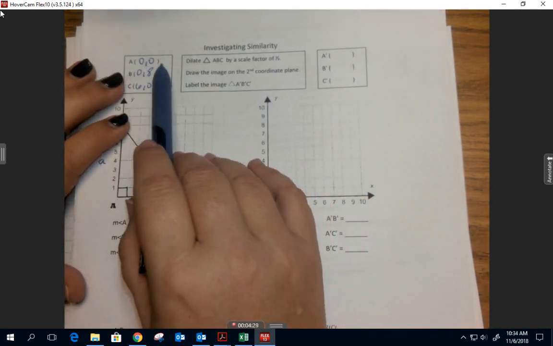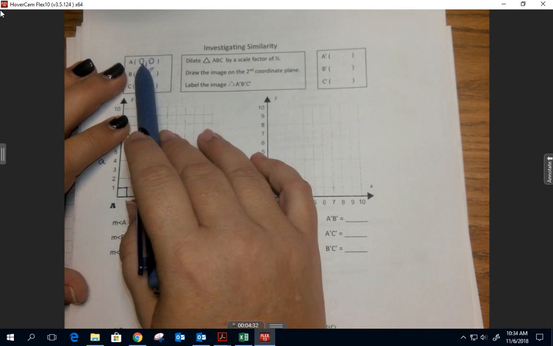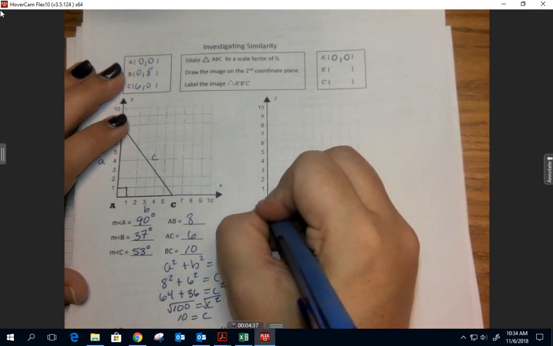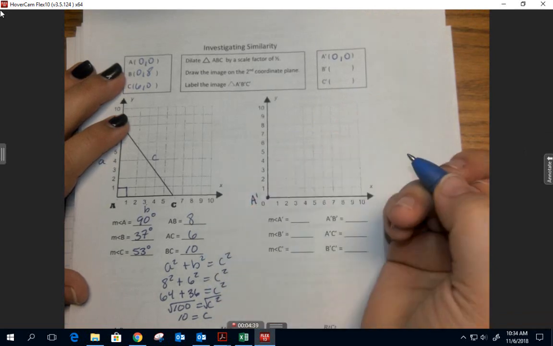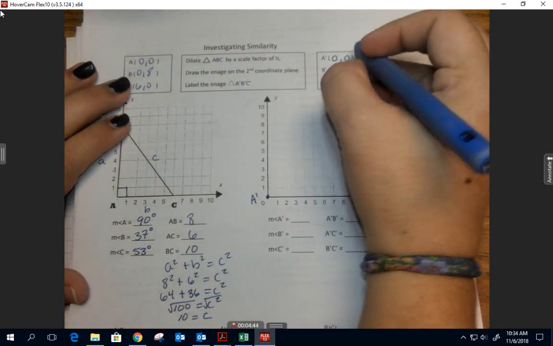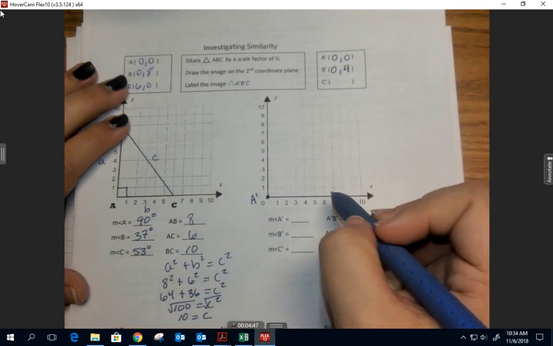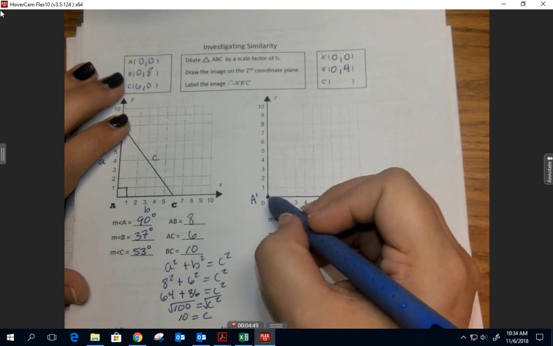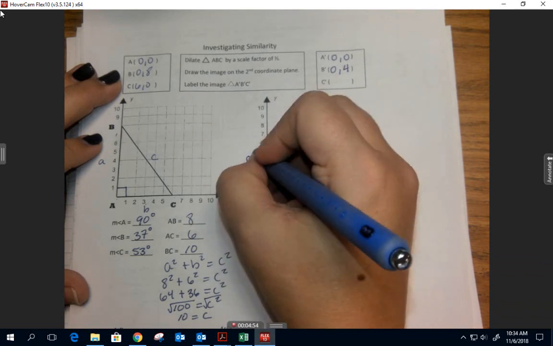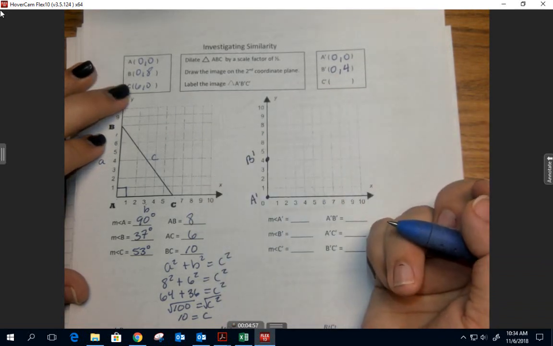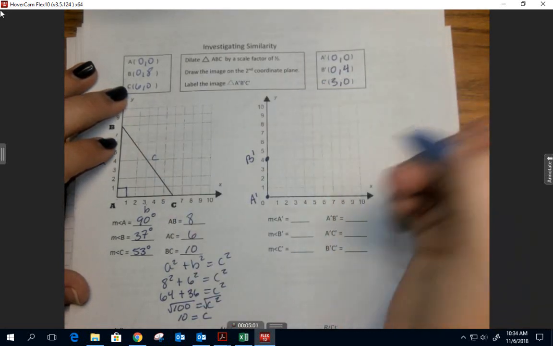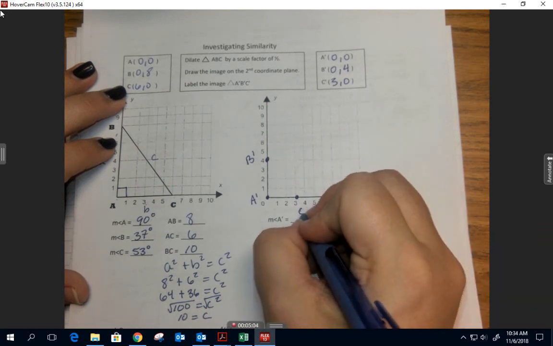Now that means I'm going to multiply each one of these numbers by 1/2. So half of 0 is still 0, so that A prime is still going to be at 0, 0. Then 0, 8, well, half of 0 is 0, but half of 8 is 4. So B prime is 0, 4, so it's going to be right here, and that's B prime. Now C prime, half of 6 is 3 and half of 0 is still 0. So here is my C prime.